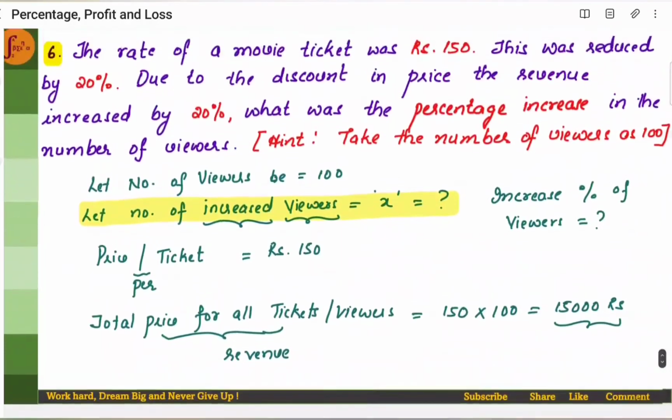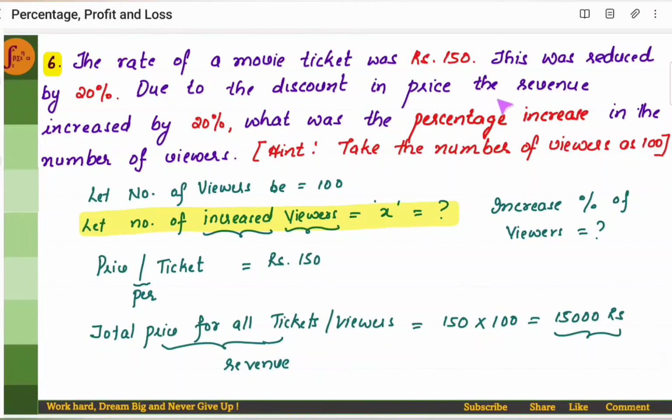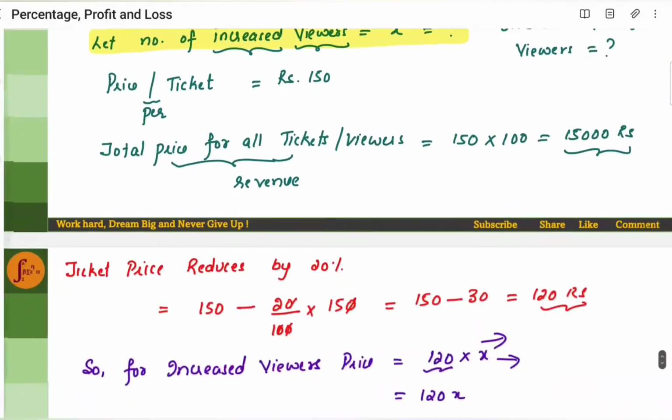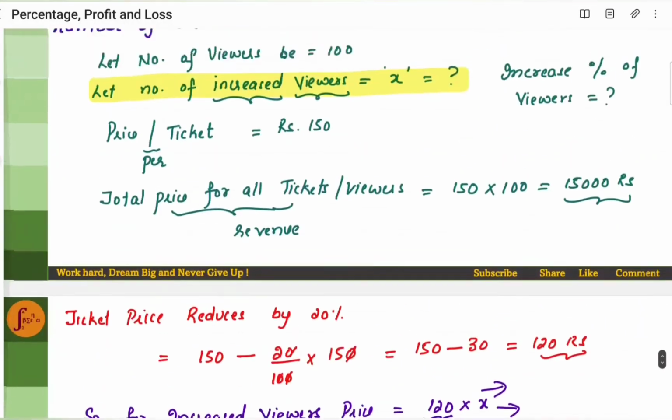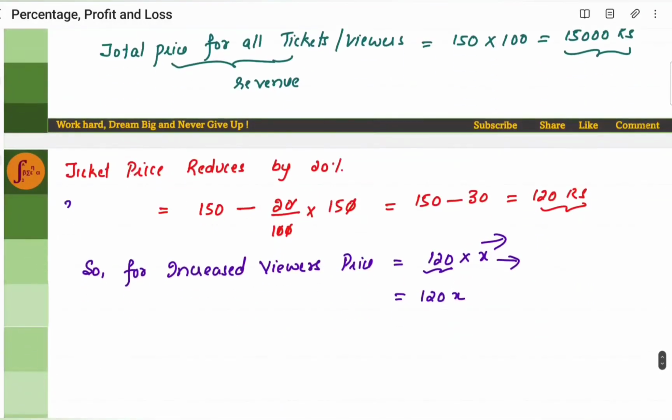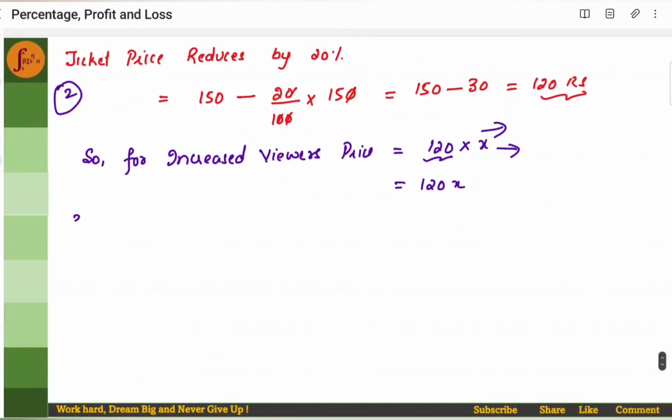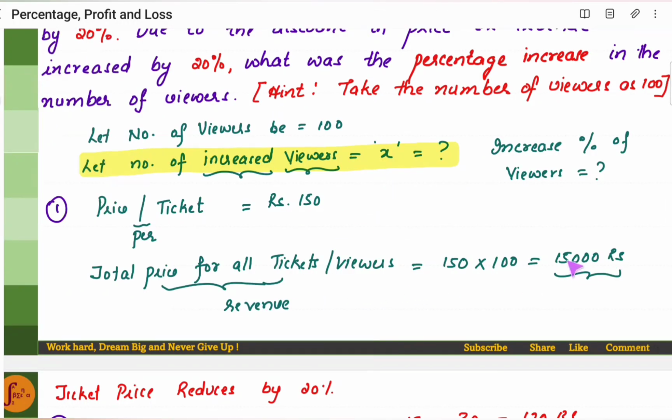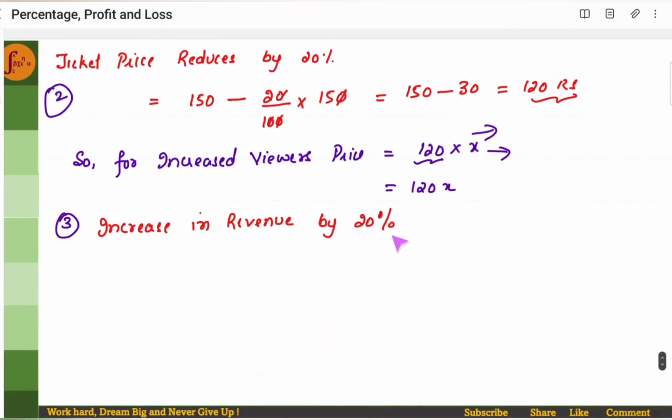Now, there's another statement. Due to the discount in price, the revenue increased by 20%. So let's call this the first step, second step, third step. Increase in revenue by how much? By 20%. Original revenue was 15,000 rupees, before the discount was given. Now after giving the discount, the revenue increased by 20%. So 20% of what? 20% of 15,000 rupees.